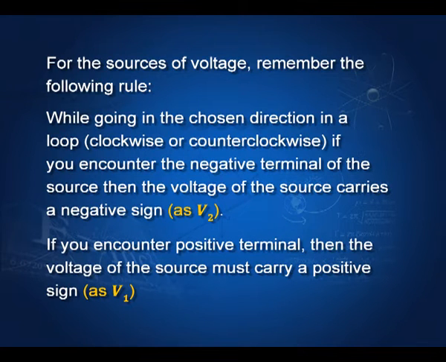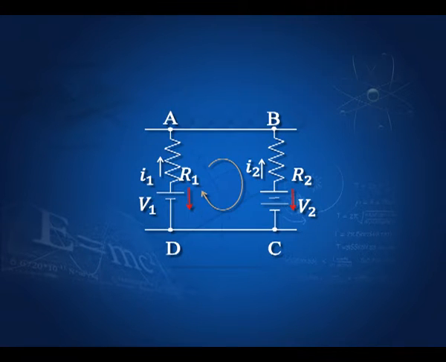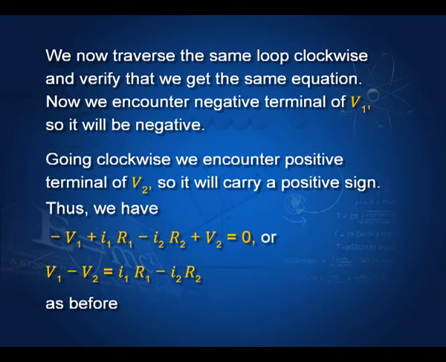For this source, remember the following rule, which I have stated earlier also, but let me repeat this because this is very important. If during your traversing, either clockwise or anticlockwise, you meet the positive terminal first, then its voltage is taken as positive. If you meet the negative terminal first, then its voltage is taken as negative. You see, here we had the counterclockwise, here we have the clockwise, and you can do the same exercise again and you will get the same result. V1 minus V2 is I1 R1 minus I2 R2. So, it does not matter. In a given loop, you can go clockwise or anticlockwise, it does not matter, as long as you are consistent.